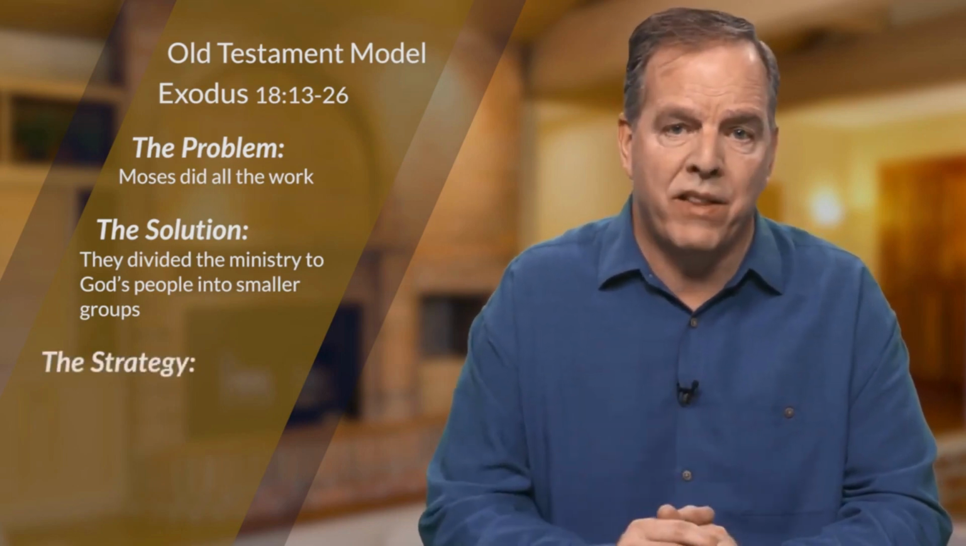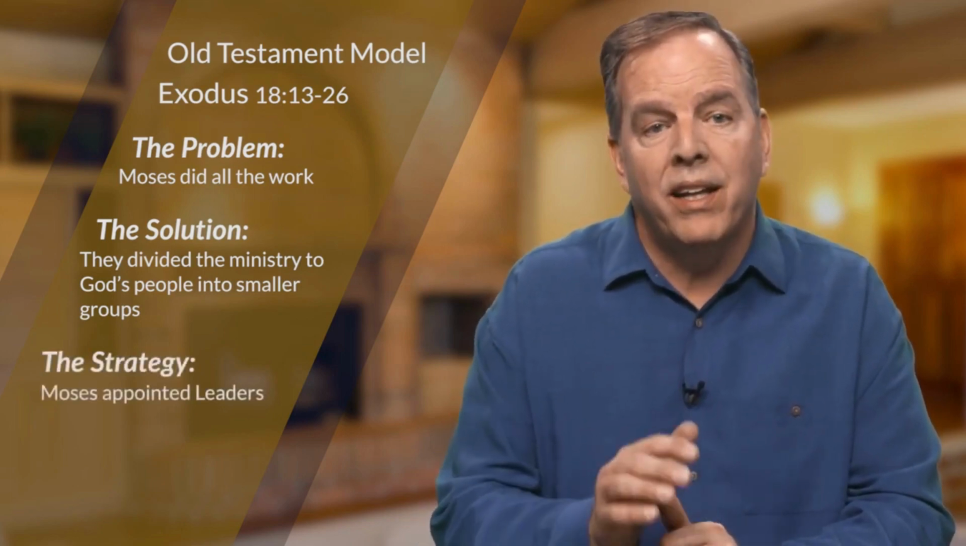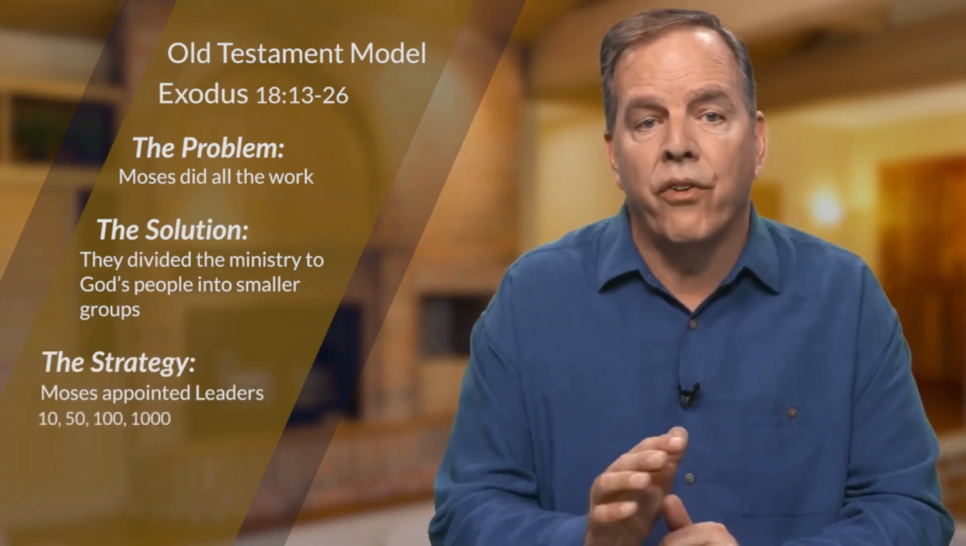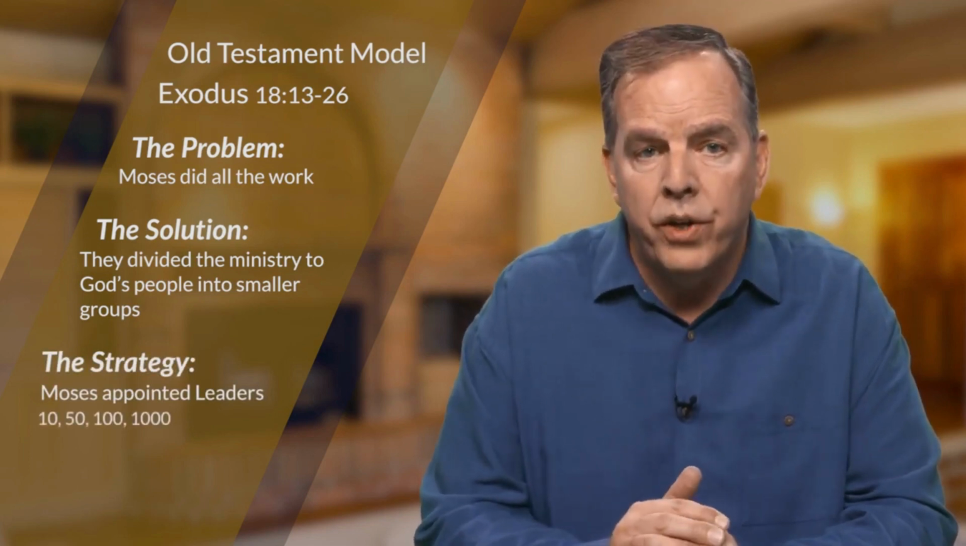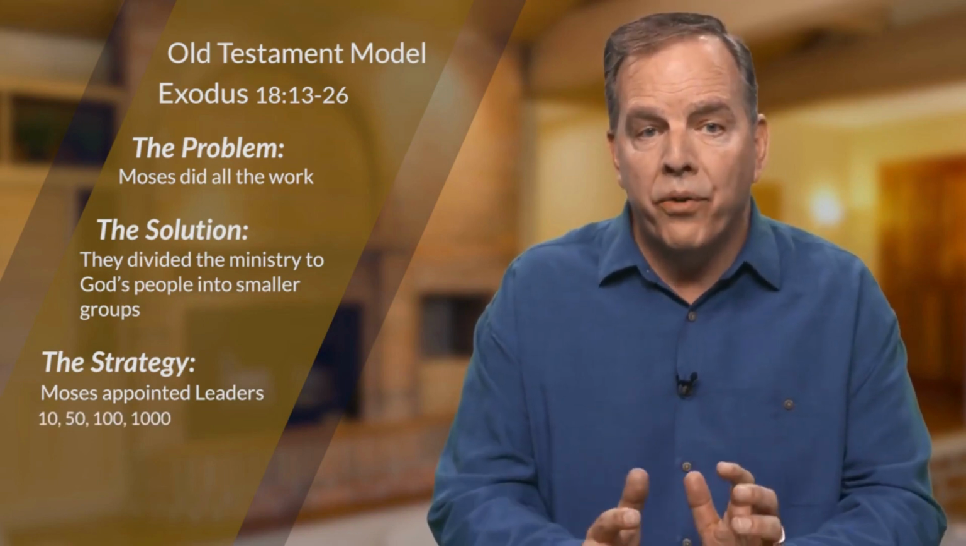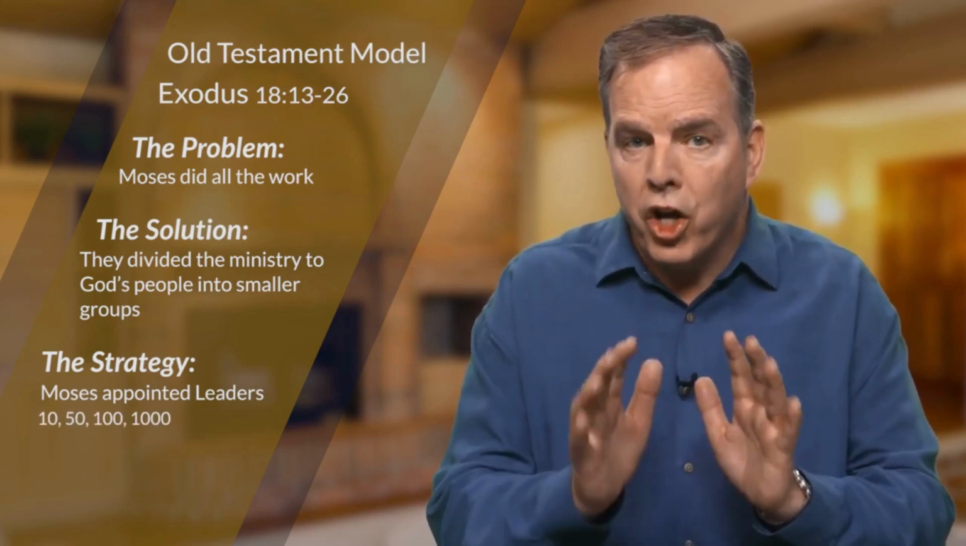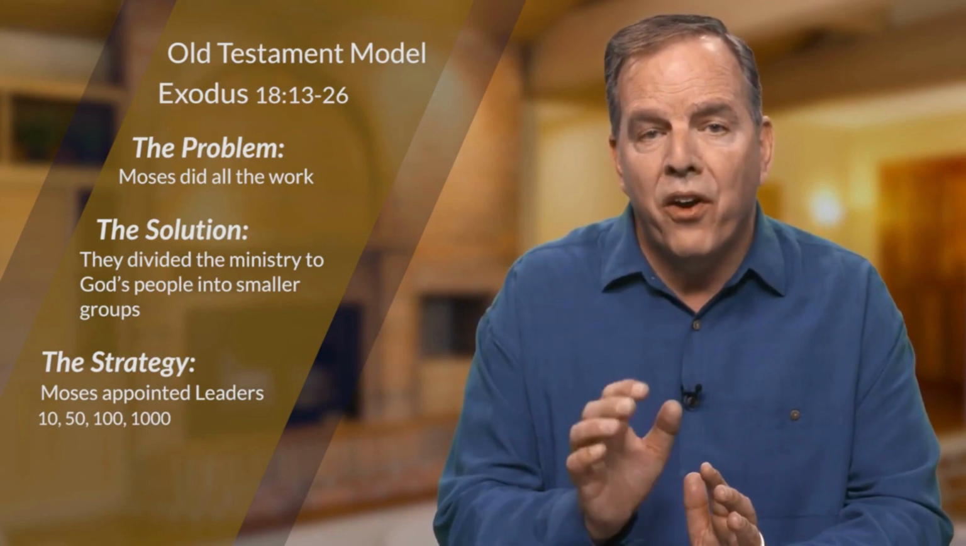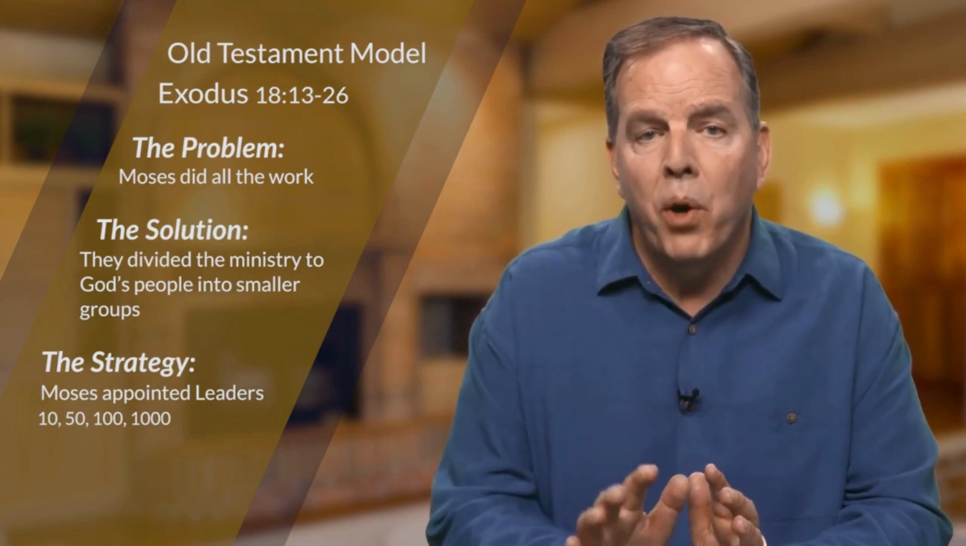Now, the strategy: Moses appointed leaders of 10, leaders of 50, leaders of 100, and leaders of 1,000. And it's no shocking results that we start to see. There is a structure that Moses is putting in place. As this course develops, we're going to talk a lot about structure. But Moses' strategy was building a structure that helped people minister to people at the level of their capability.